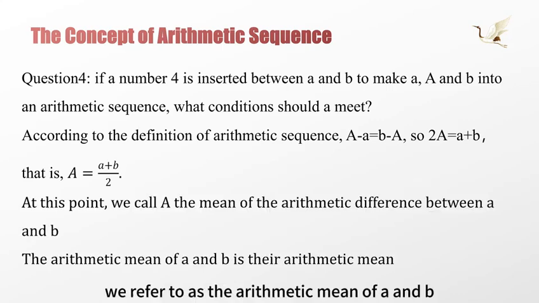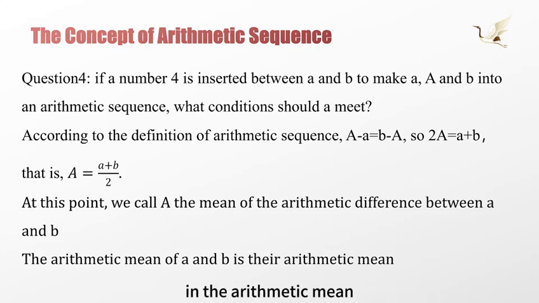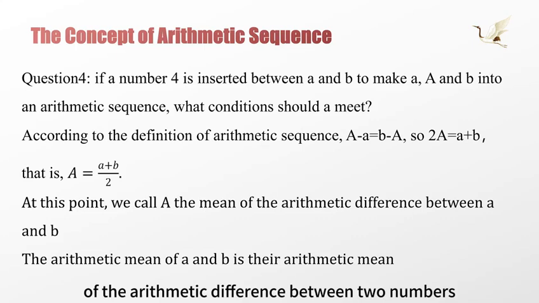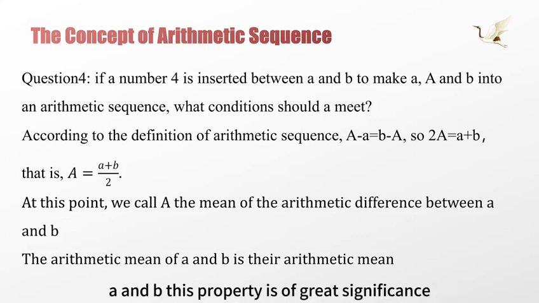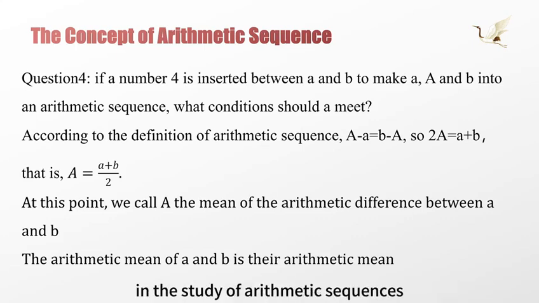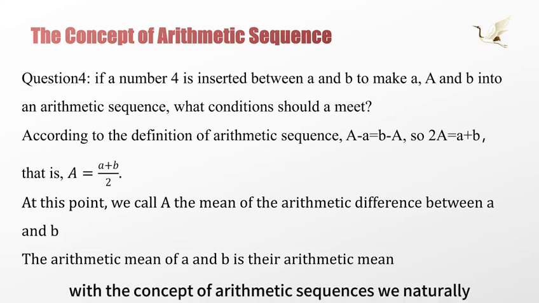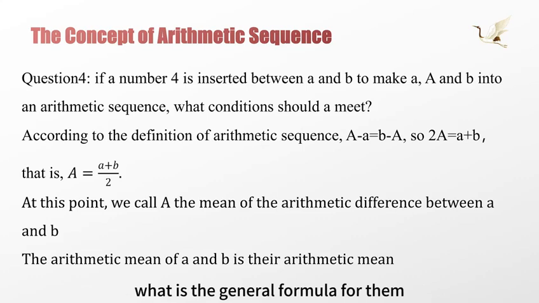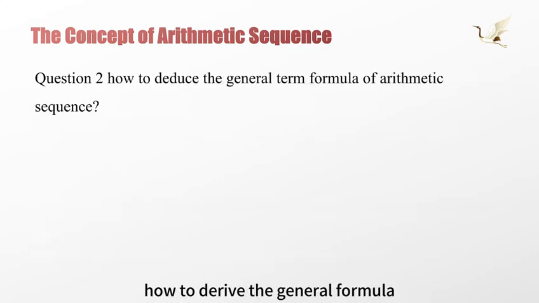At this point, we refer to A as the arithmetic mean of a and b. That is to say, A is the arithmetic mean of the two numbers a and b. This property is of great significance in the study of arithmetic sequences. With the concept of arithmetic sequences, we naturally wonder, what is the general formula for them? How do we derive the general formula for arithmetic sequences?